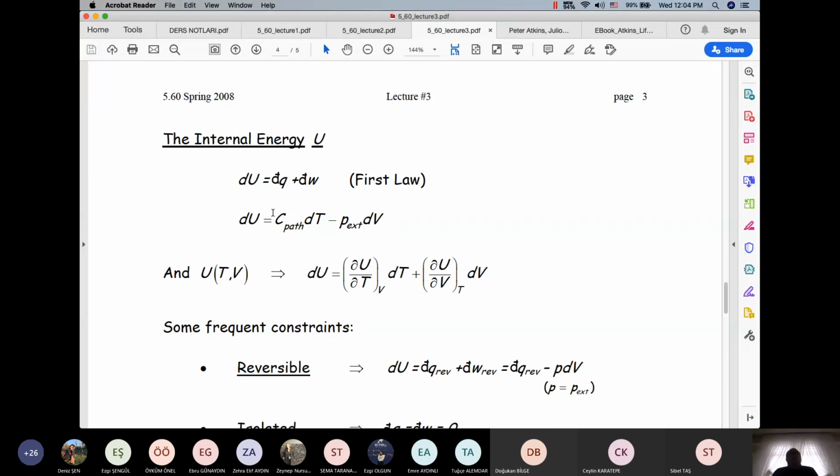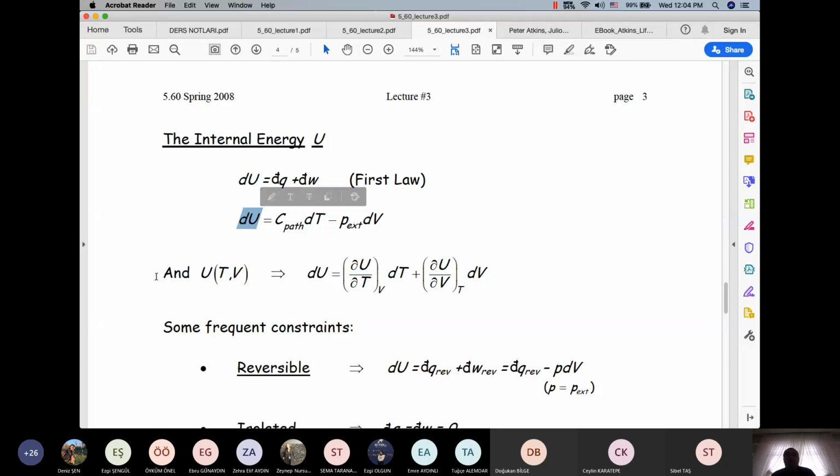Yes. Let's keep going. Okay. The internal energy is actually what we have defined: the Q as C path times delta T, and the work we defined by minus P external times dV, right? So the combination must be the internal energy.